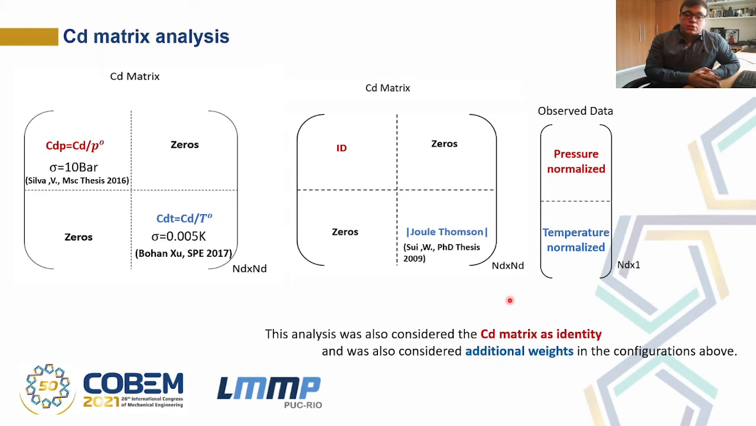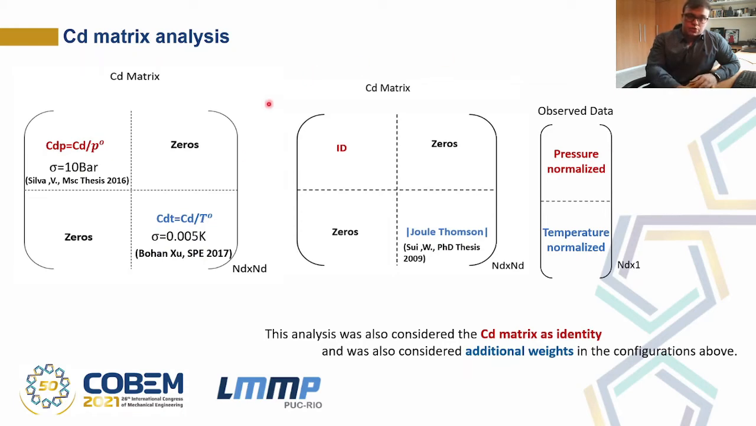Two configurations of the CD matrix were analyzed. The first one used the reference value used by Silva for pressure data and the values used by Wohan 2 for temperature data. Because the magnitudes of the pressure and temperature data are very different, both the CD matrix and the observed data were normalized by the initial values.